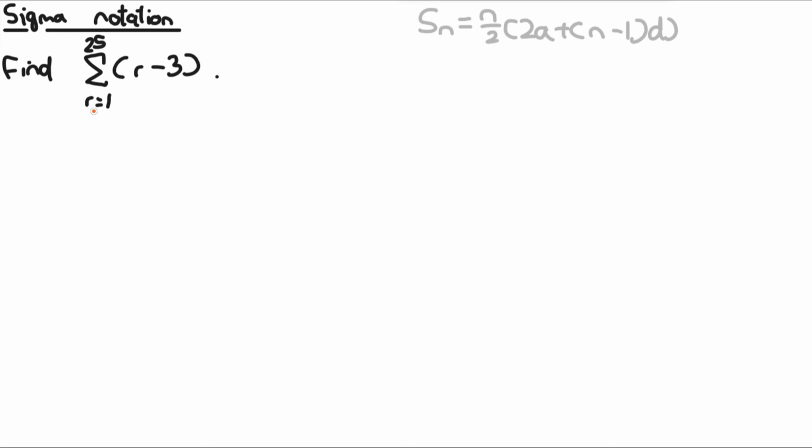So here's an example question where we need to go from r is equal to 1 to 25 of r minus 3 for the sigma. As I said before, you should always translate it into the series, as in my opinion, this makes it a lot easier to work with.